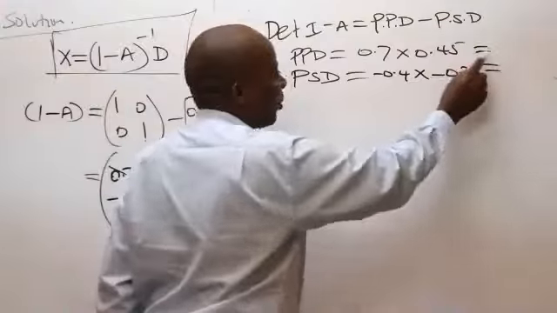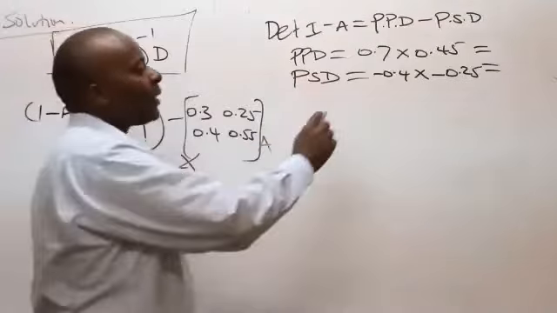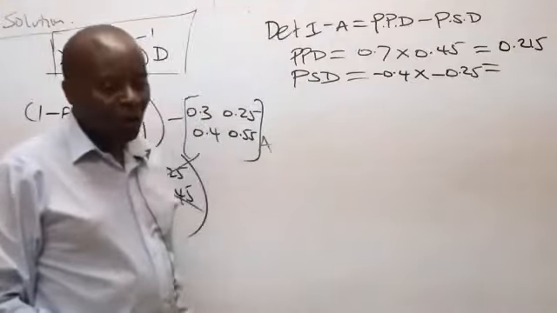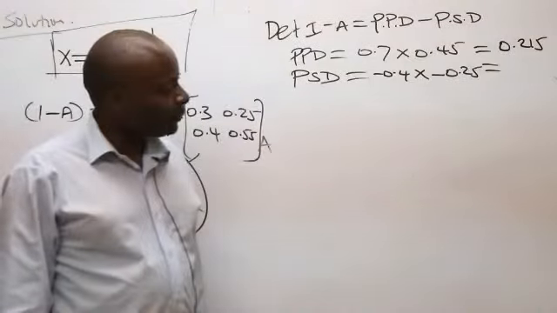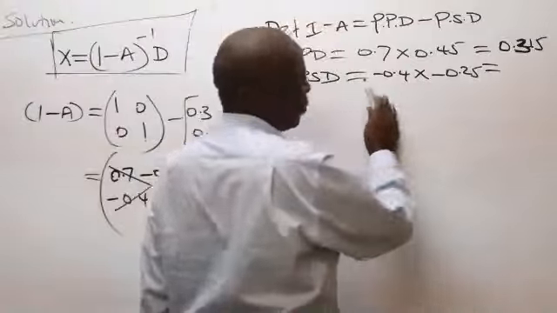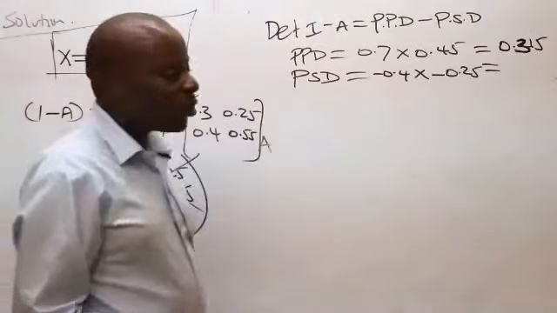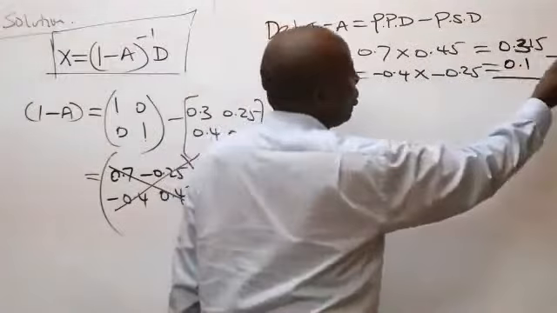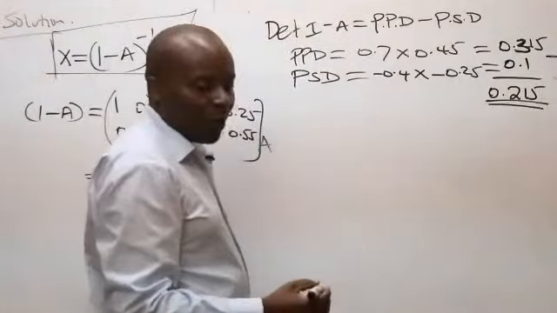So could you kindly give me the product of the primary diagonal? Somebody is telling me it is 0.215. Somebody is telling 0.315. Thank you very much. How about the product of the secondary diagonal? According to Fatma, it is 0.1. So you're supposed to subtract the two. When you subtract the two, you are getting 0.215 like that.